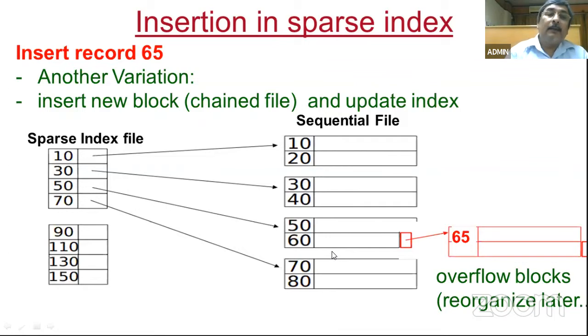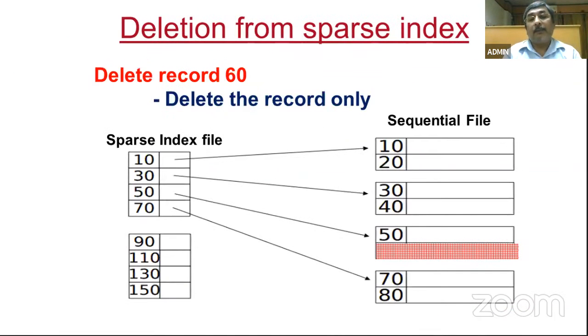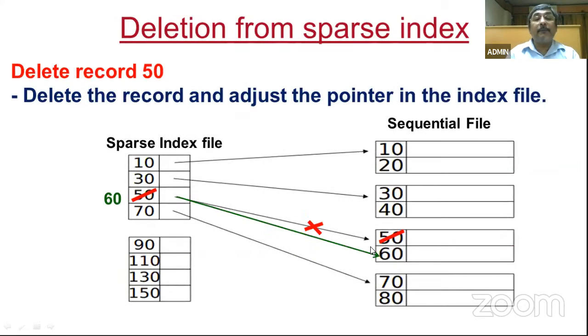So this is about insertion. If you want to delete, let's say here you are deleting the record number 60. So this block gets new space, but nothing changes in the index file because you have not deleted 50, right? But next, if I delete 50, that is a minor change. I understand that 60 will be available there, but my index file will never contain 50 anymore because 50 does not exist in my file anymore. It will be altered by 60.